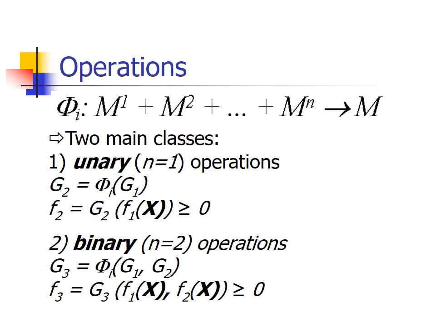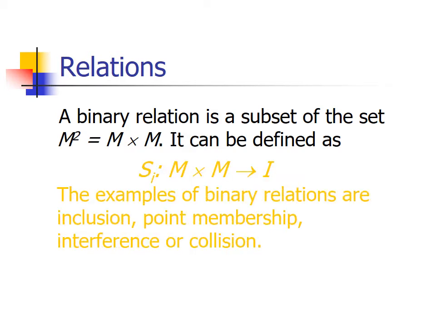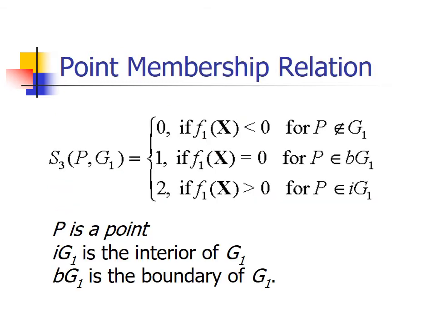There are two main classes of operations in FRep. It's unary operations for one operand and binary operations for two operands. A binary relation is a subset of the Cartesian product of a geometric objects set. It can be defined as follows. The examples of binary relations are inclusion, point membership, interference, or collision. Point membership relation classifies point P into three classes: the interior of geometry, the boundary of geometry, and exterior.